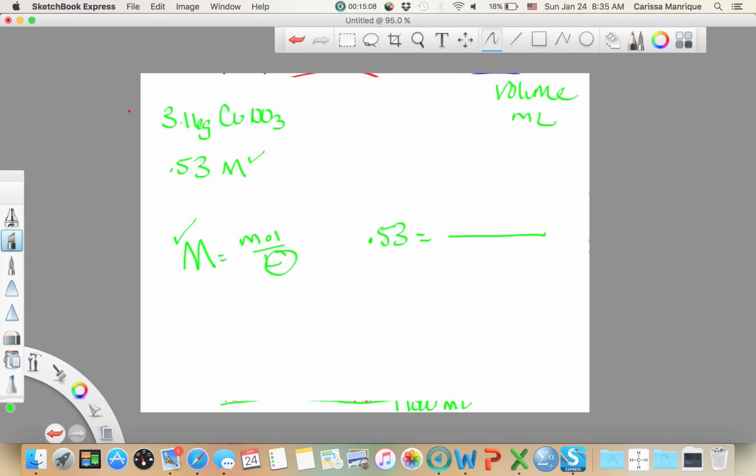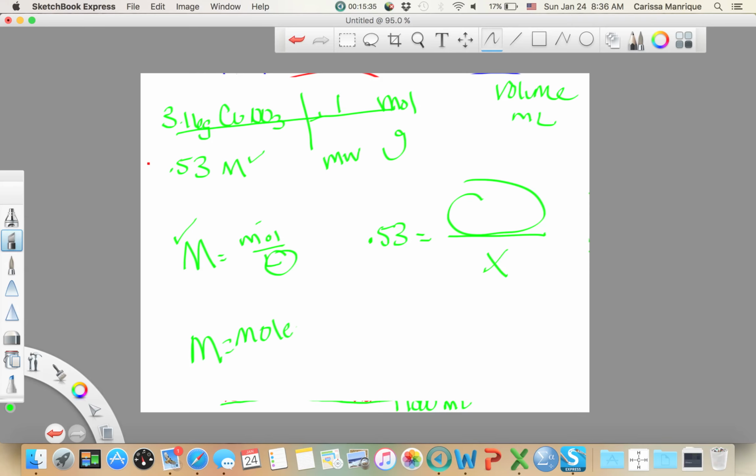So start putting into the formula, 0.53. We don't have moles, but we can get it from here. So what we need to do is convert this to moles using the molecular weight. So use the molecular weight per 1 mole. Calculate that, that'll give you the moles. And then all you need to do is solve for your liters. And that's it. So I'm just going to set that up for you there. Again, if you have trouble, let me know. But it's the same. It's just applying that molarity is moles per liter.